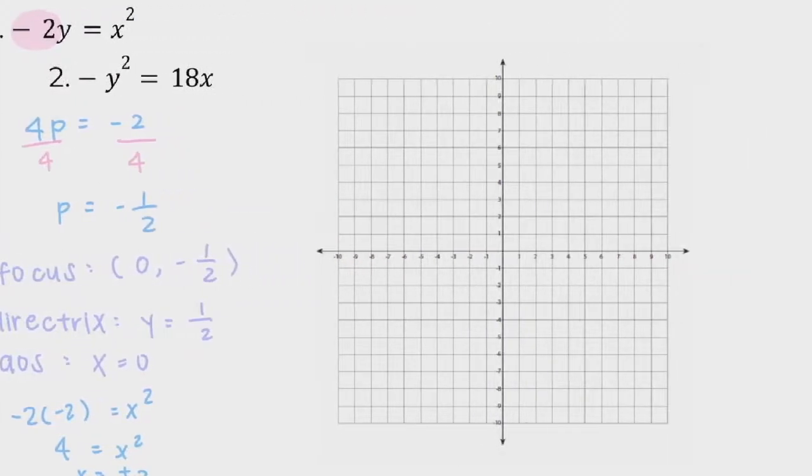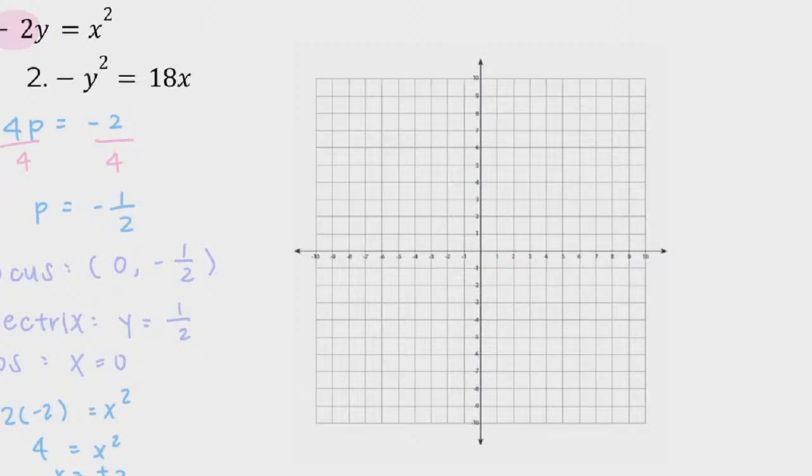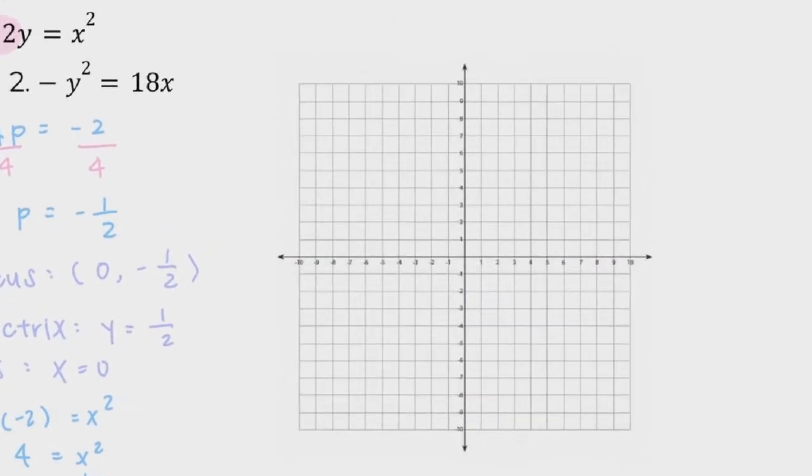Okay, for number 2, we have negative y squared equals 18x. So first we actually want to get y squared by itself. So here's the original equation. In order to do that, we have to divide by negative 1. So we get y squared equals negative 18x. We can look at the number in front of what's not squared, so the x, which is negative 18, and that's what 4p will equal. So then we're going to solve for p, so we can plug that into the equations to find the focus and directrix. That means p will equal negative 9 over 2.